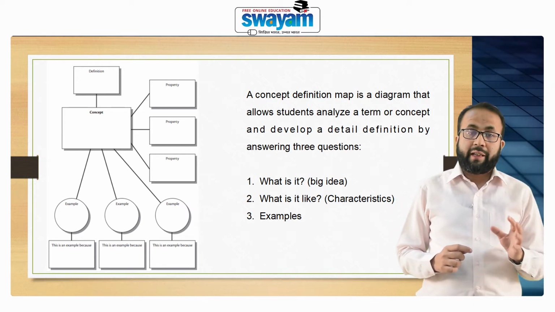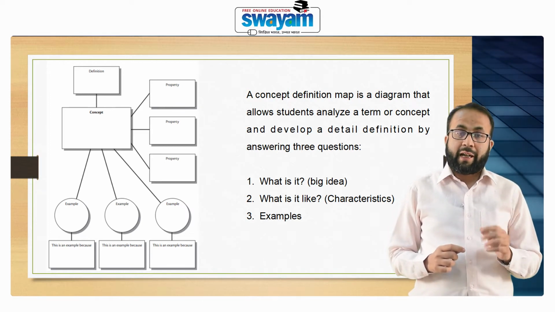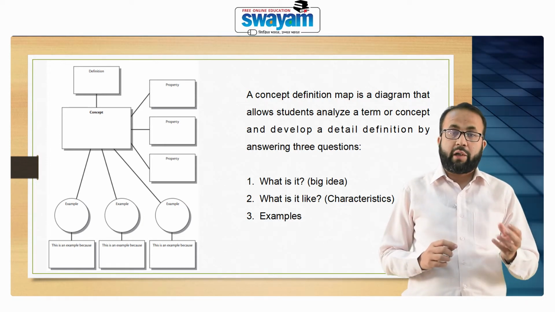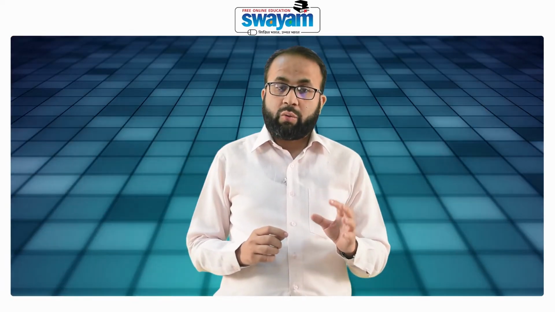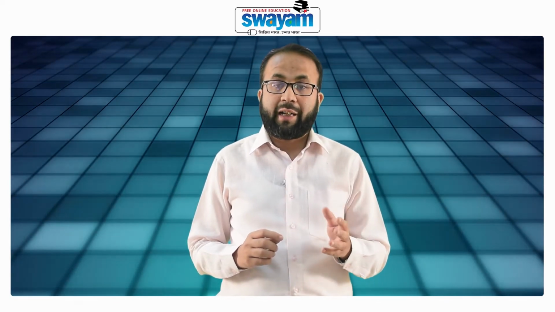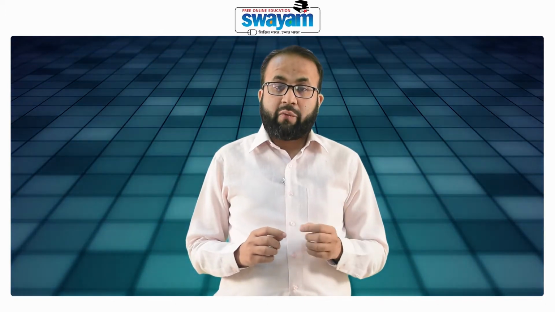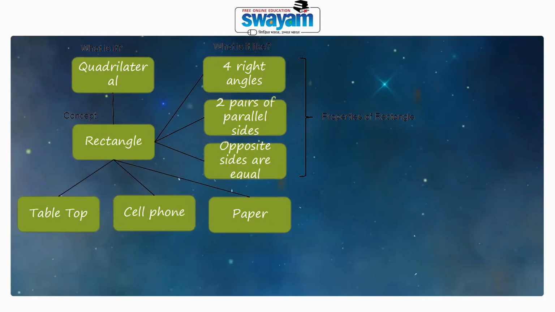First, what is it? It defines the concept. The second is, what is it like? It defines the characteristics or the properties of that particular concept. And finally, we also use some examples. So, now let us try to draw a concept definition map for a mathematical structure such as a rectangle. At the end of this activity, we will be able to define the term rectangle with all its properties and provide some examples, as we see in the diagram.